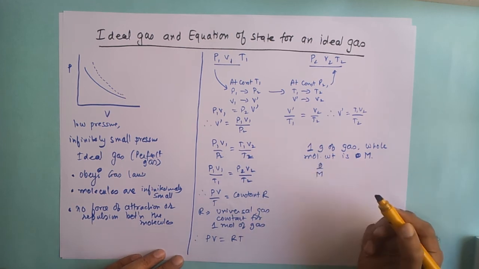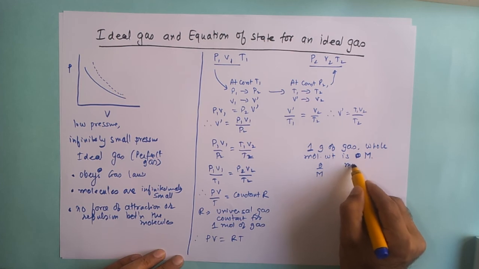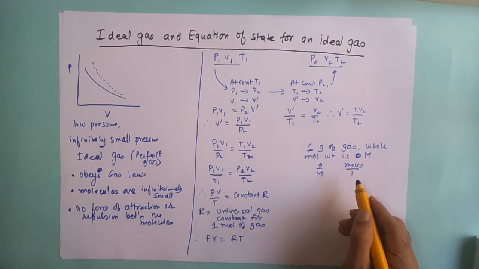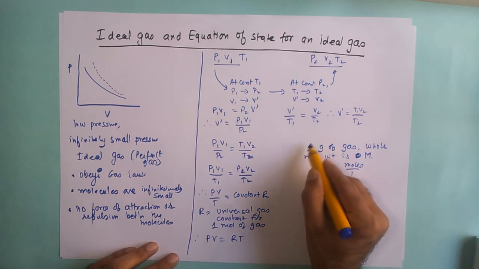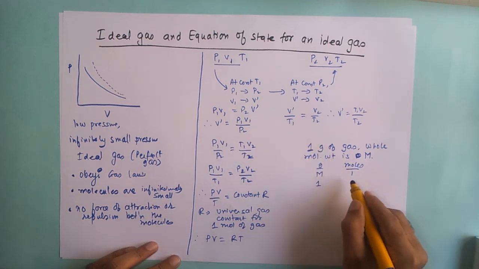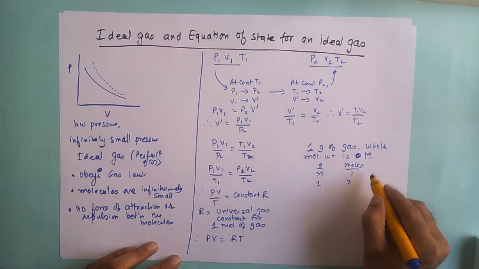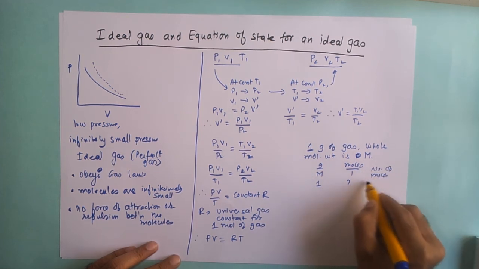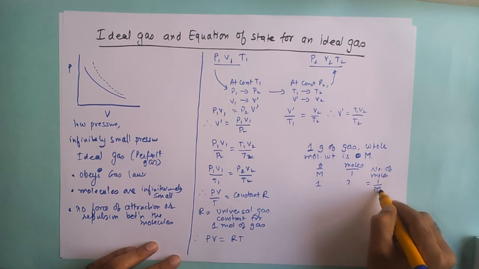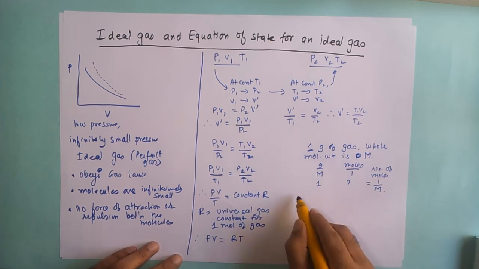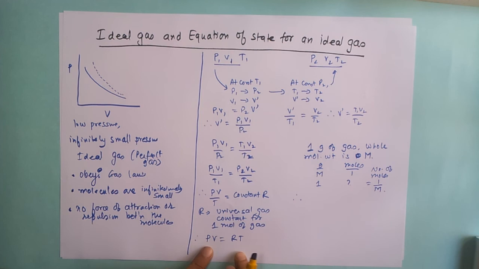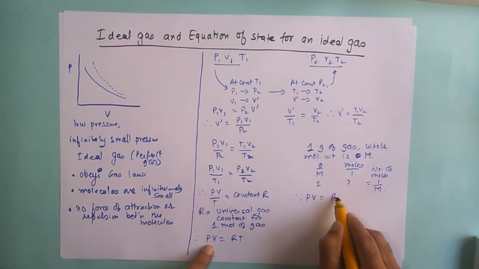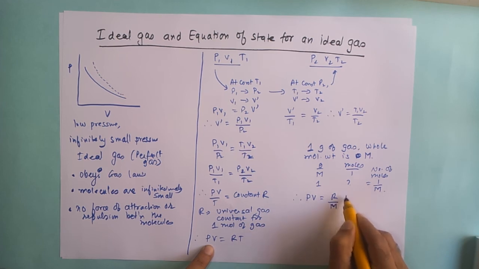If you have got M gram of the gas, equal to molecular weight, the number of moles will be 1, right? Because molecular weight is the mass of 1 mole of gas. But in this case we have been given 1 gram. So what will be the number of moles? The number of moles will be equal to 1 upon M. And therefore this equation is for 1 mole. So for 1 upon M moles, I'll get the equation PV is equal to R upon M into T.